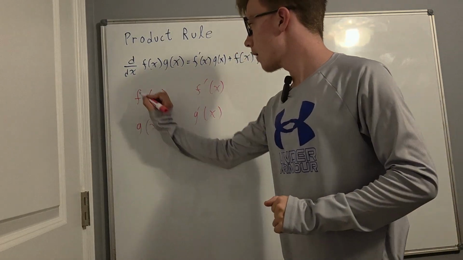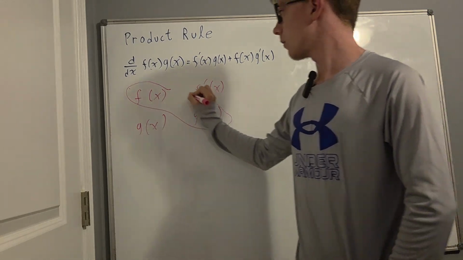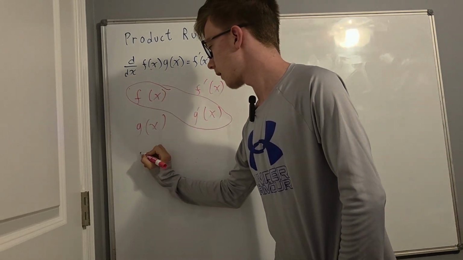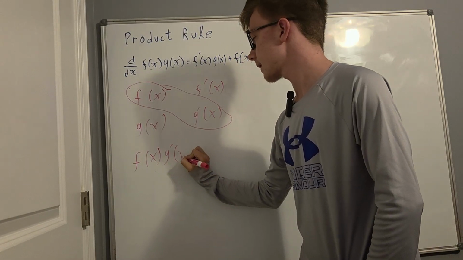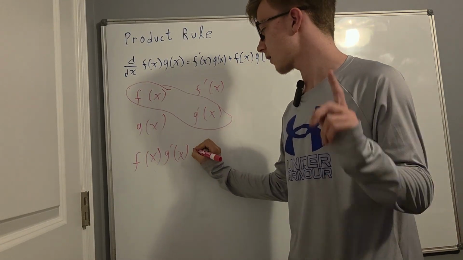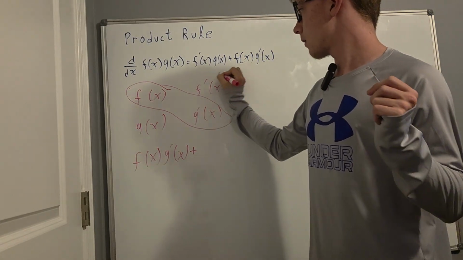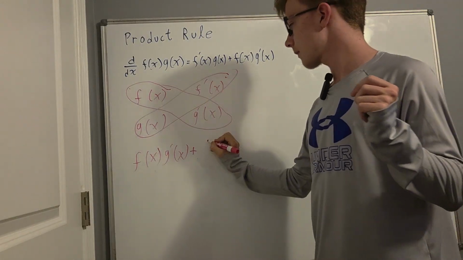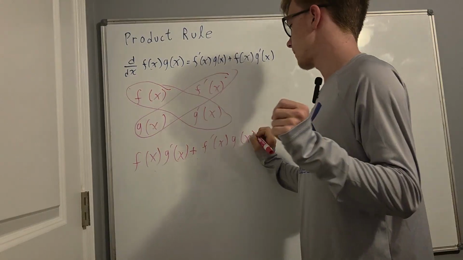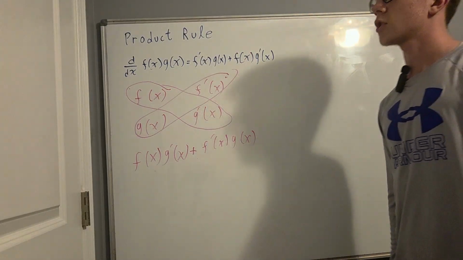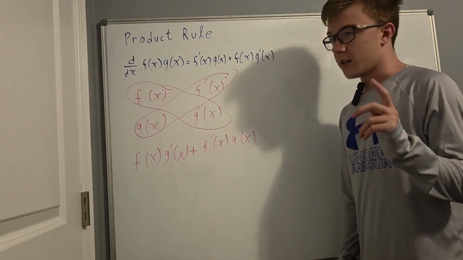For product rule, I start up here, I circle these two, now I have f of x, g prime of x, because this product rule, it's going to add, right? Then I start up here, circle these two, f prime of x, g of x. If you look at it, it's the same thing. The terms are flipped, but it's the exact same thing. So now I'm going to show you just how quick this actually is.